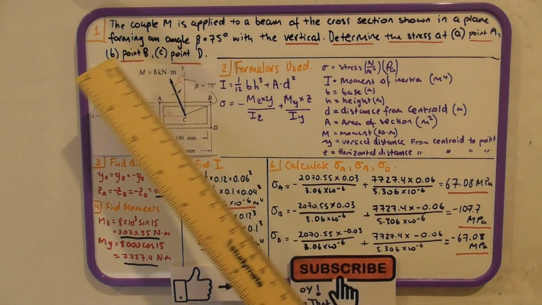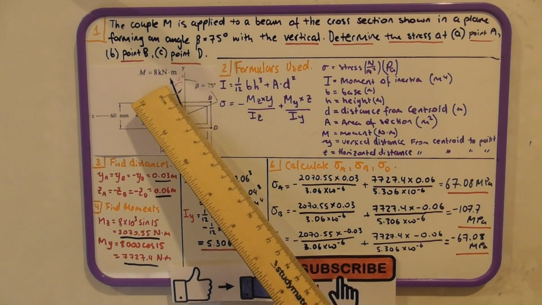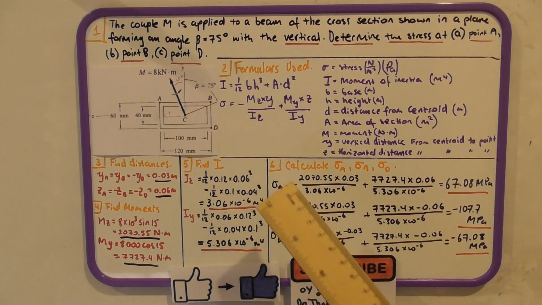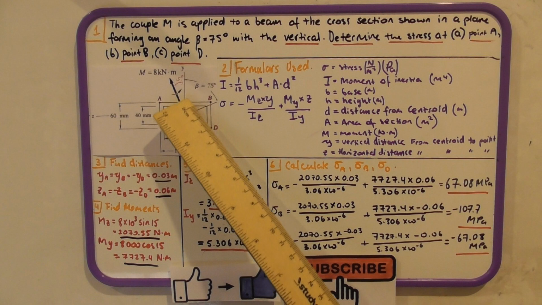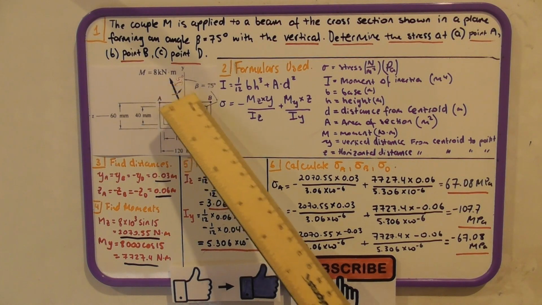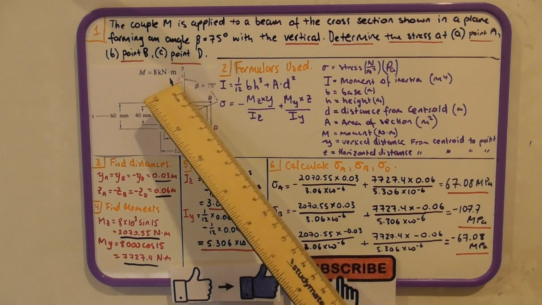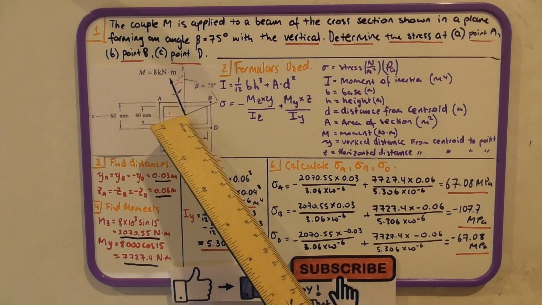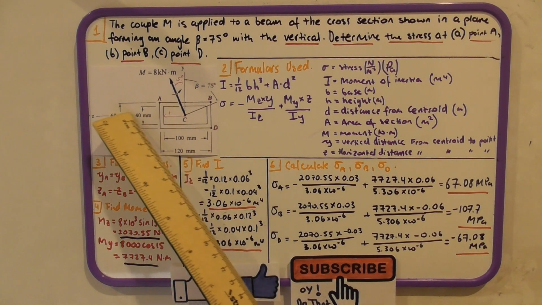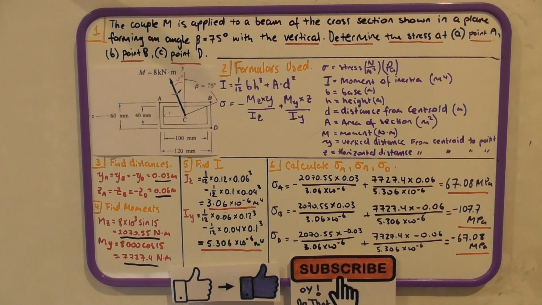Now this is our image. This is a moment, 8 kilonewtons. First thing we'll do is, since this is coming off the y-axis and this is 75 degrees, we'll just minus that from 90 and we'll get 15 degrees. We're going to assume, and state, that this is the positive direction for z and this is the positive direction for y.